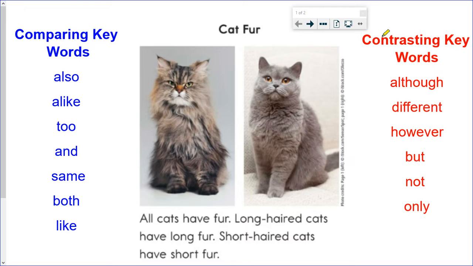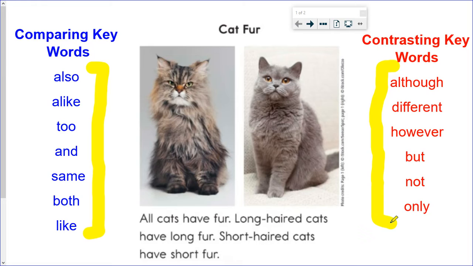So we know that there are some signal words that authors use to tell how things are alike and different. Some comparing keywords are also, alike, to, and, same, both, and like. Some contrasting keywords are although, different, however, but, not, and only. You should be looking for these while you read. Let's do a guided practice.